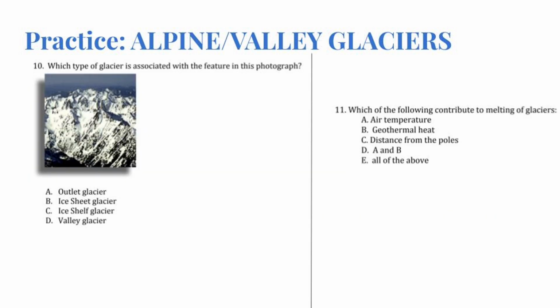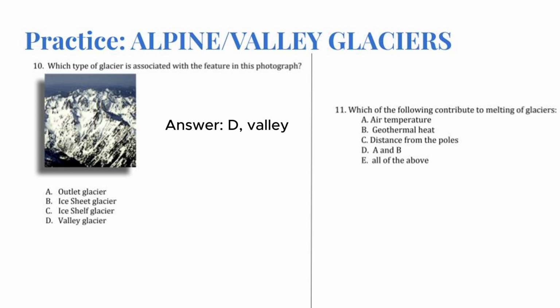What type of glacier is associated with the feature in the photograph? The first thing we should note is that we see a valley in the image, so the answer would be D.